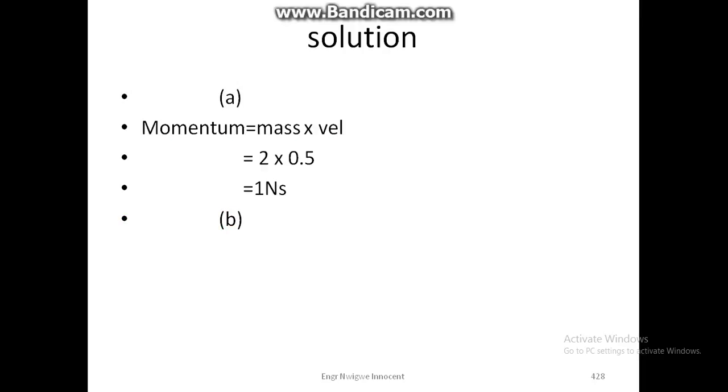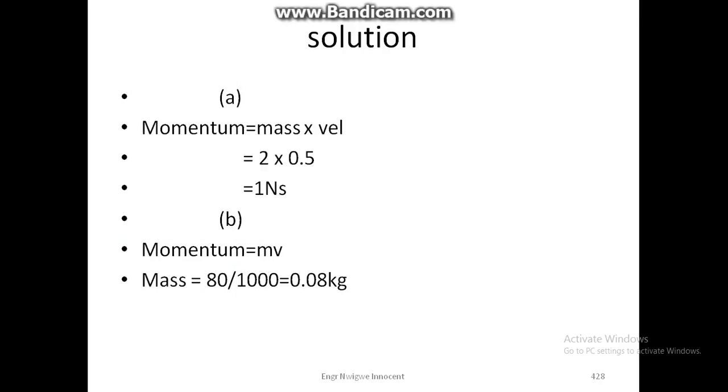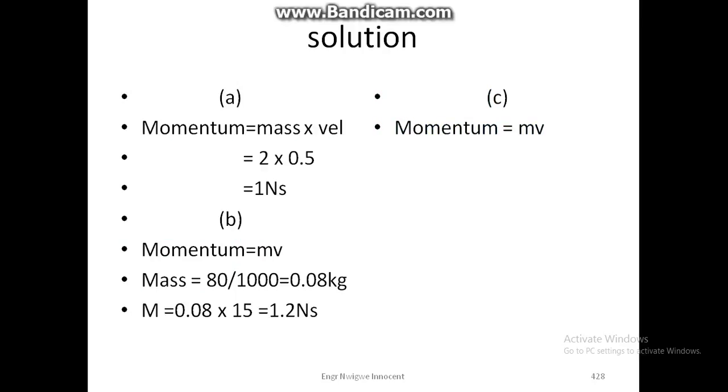B. Momentum is mass times velocity. The mass is in grams. To convert it to kilograms, we divide by 1000 to give us 0.08 kilogram. Then momentum is equal to mass 0.08 times velocity 15, which gives us 1.2 Newton seconds.